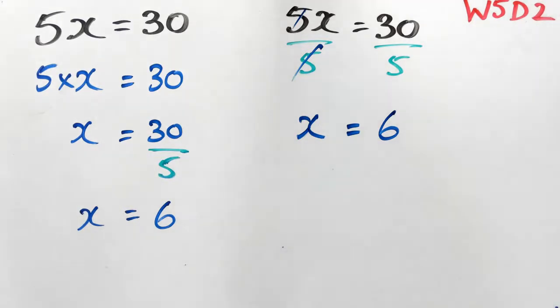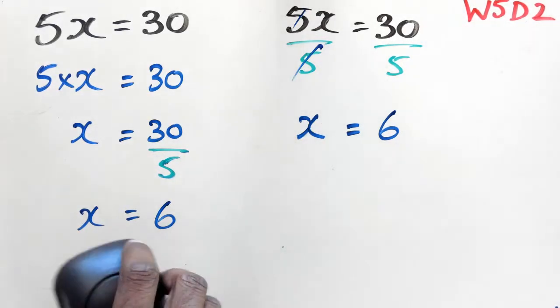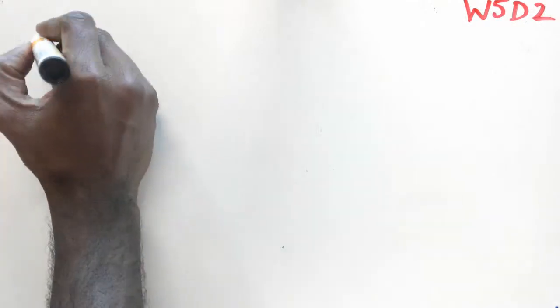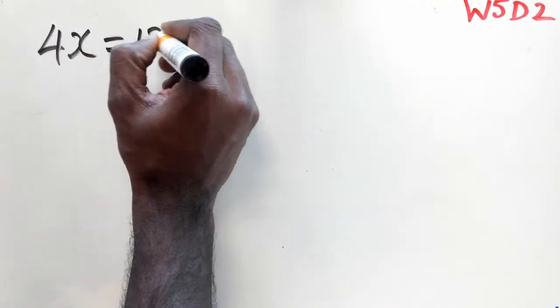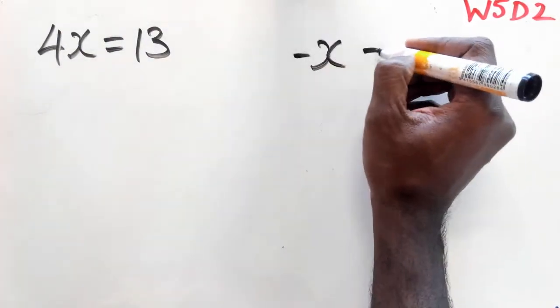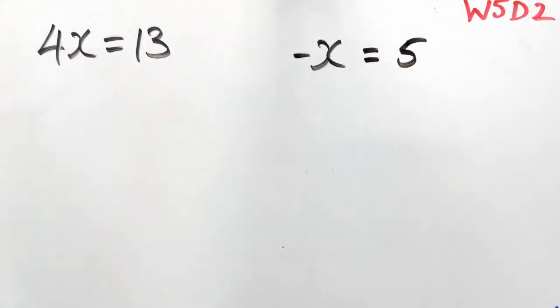Okay, so that's basically how you rearrange when it comes to multiplication. What happens when you don't get the answer as a whole number, or get a negative number, for example? Let's have a look at a couple of examples of that. So let's say we got a question that looks like this: 4x is equal to 13, and negative x is equal to 5. Okay, I want to do the 4x equals 13 first.